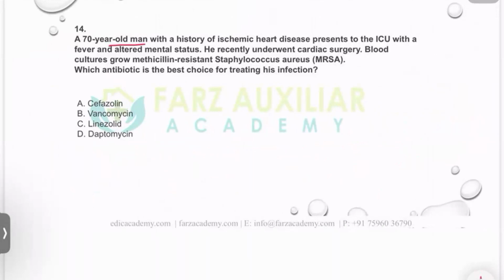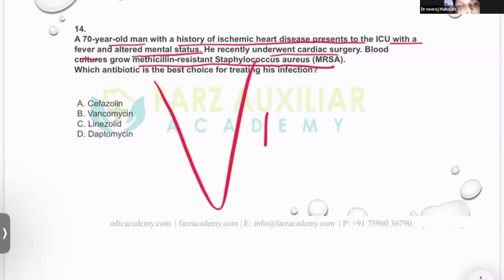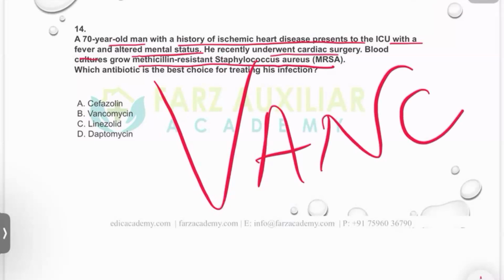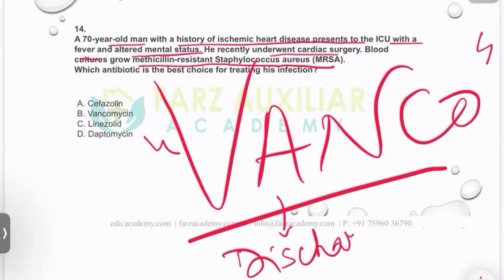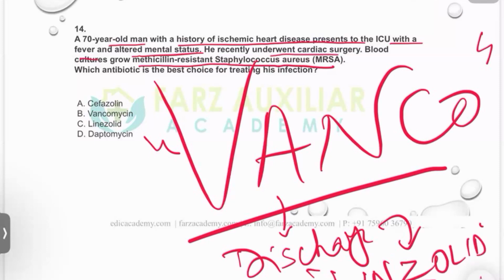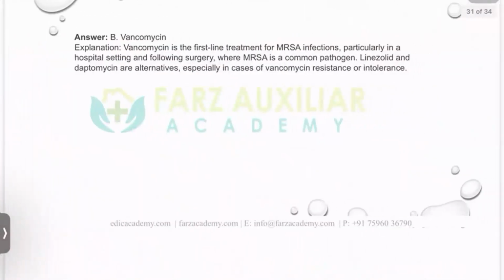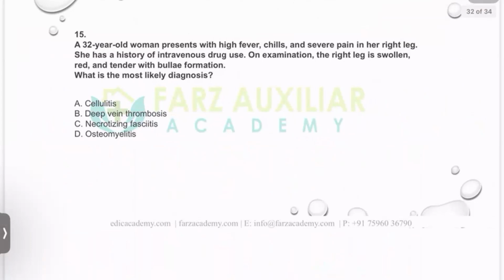A 70-year-old man with history of ischemic heart disease comes to ICU with fever and altered mental status. He recently underwent cardiac surgery. Blood culture grows methicillin-resistant Staph aureus, MRSA. Now the antibiotic of choice is vancomycin. If you need to discharge the patient after the patient gets better, the oral medication will be linezolid. So on discharge, you will add linezolid.